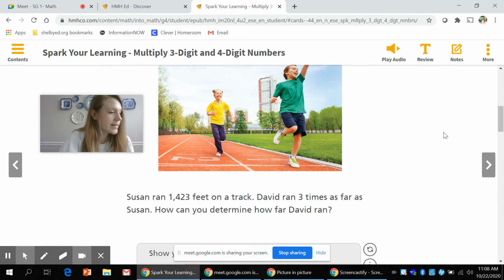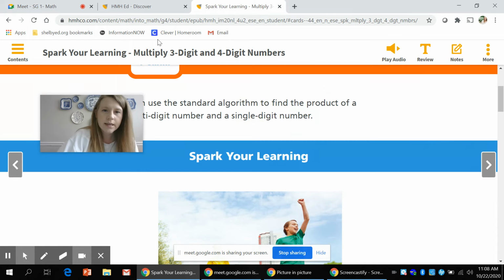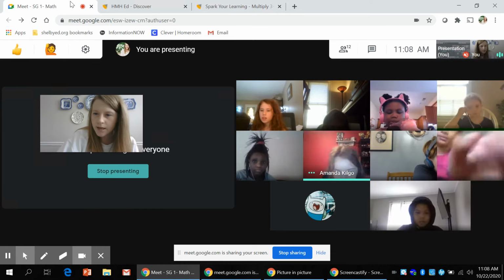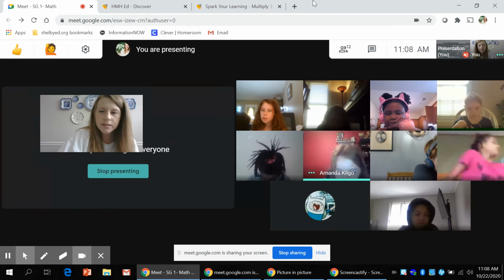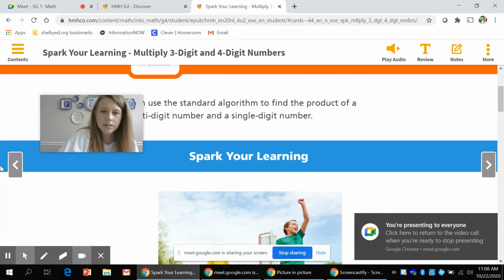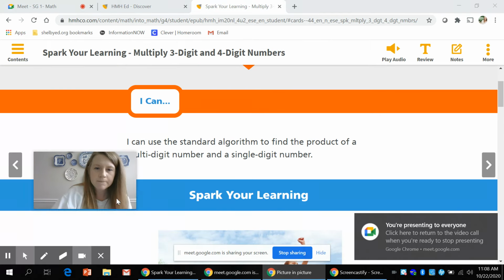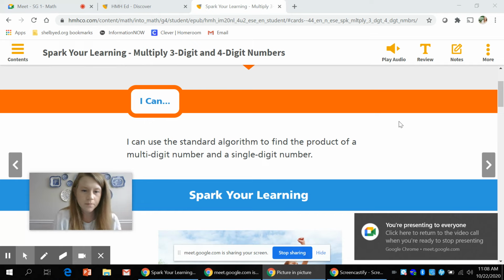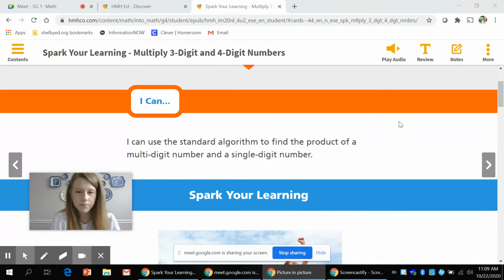Page 121. Dallas, will you read the I can statement, please, sir? Algorithm. Good. So we're going to use a new strategy called the standard algorithm.